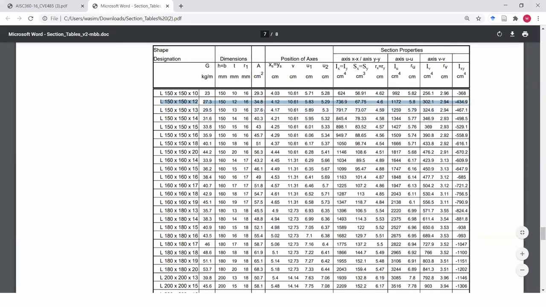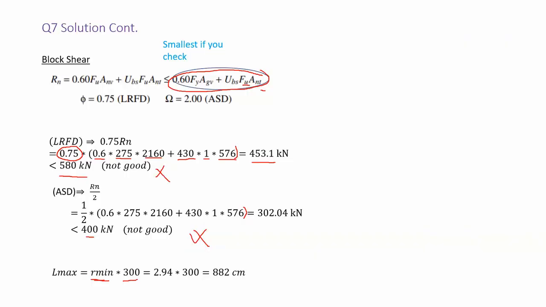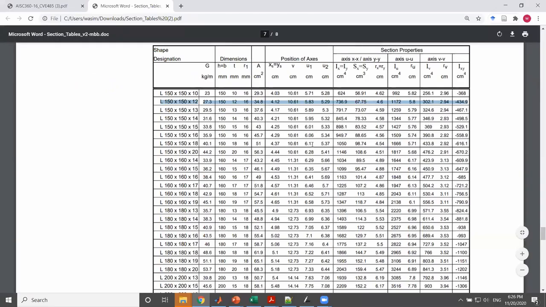All right, so it's taken as 2.94. So yes, over here we have the r, the least value. If you compare r_v, r_x, r_y, and you compare any other values given to you, you will find that this is the lowest radius of gyration.